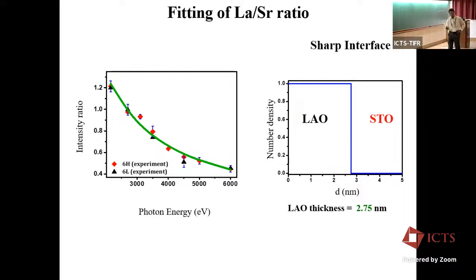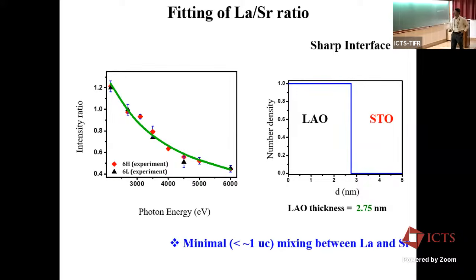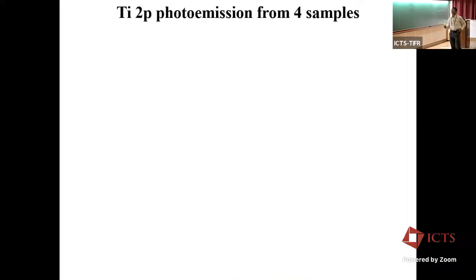So the interface being so sharp, and that was modeled, it turns out that we find the interface to be sharp and it's not intermixed. It has a thickness of 2.75 nanometer. And we try to model it for intermixing, and we find that intermixing has to be less than 1 unit cell. So it's hardly any intermixing. Having understood that, now we are going to ask the question, where are those electrons?